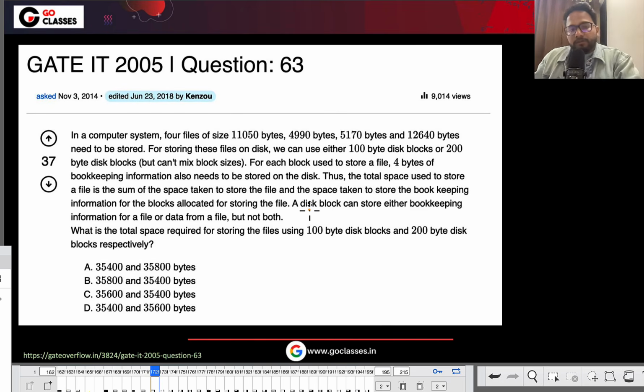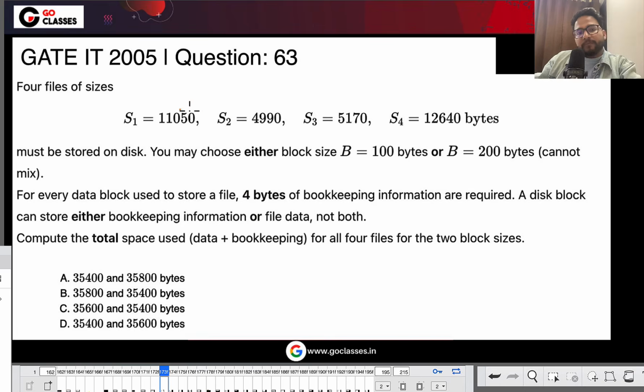Now let's see this question. This question was asked in GATE 2005, and I have rewritten it because it seemed like a big question. It is the same question. In this question they have given four files. They are saying we want to store these files on the disk. They're not worried whether it is contiguous, FAT, or linked or anything.